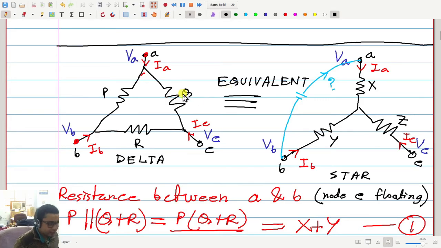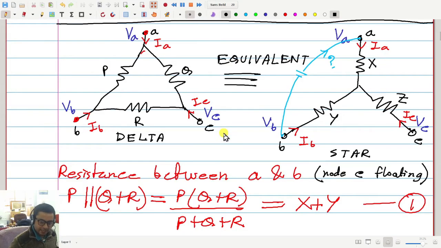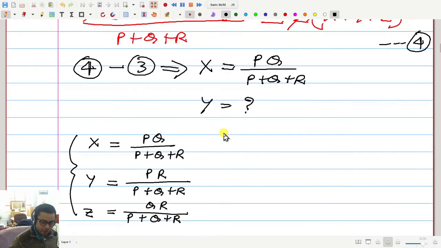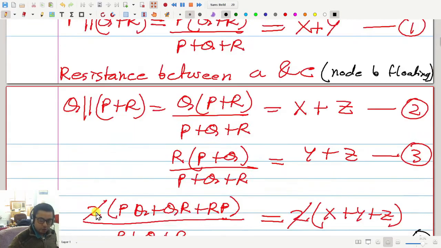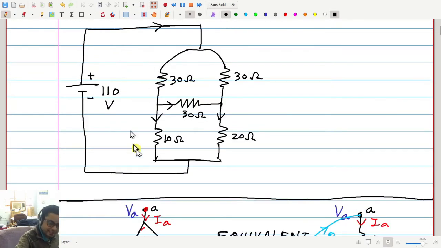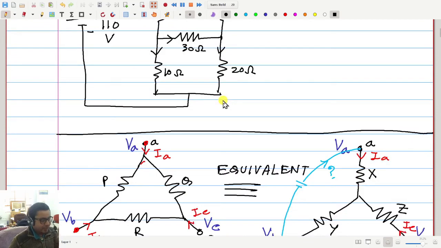Yeah, so let me translate what he is asking. He's saying that when we derived these formulas for X, Y and Z, we assumed that one node is floating and we are measuring the resistance between the other two nodes. Whereas in this circuit, when we convert it, no node is floating. So that is his doubt.